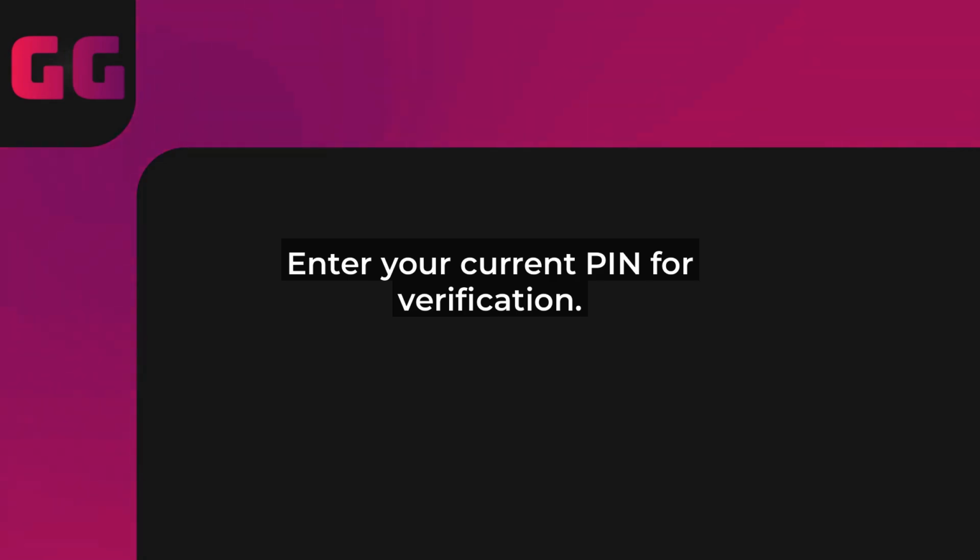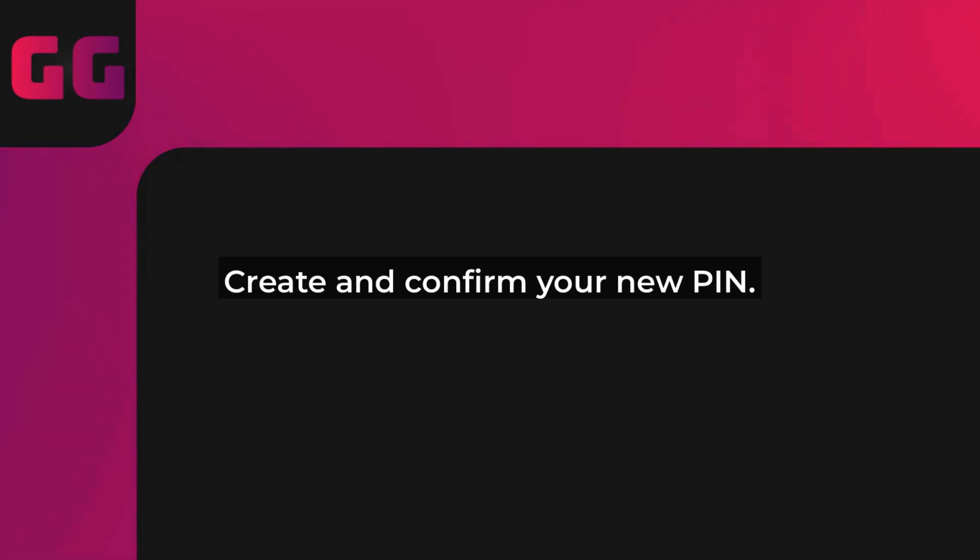Once you've entered your new PIN, the app will ask you to confirm it by typing it in again. Double-check for any typos, then hit the Submit or Confirm button. You'll get a confirmation message that your PIN has been successfully updated. And just like that, you're done.